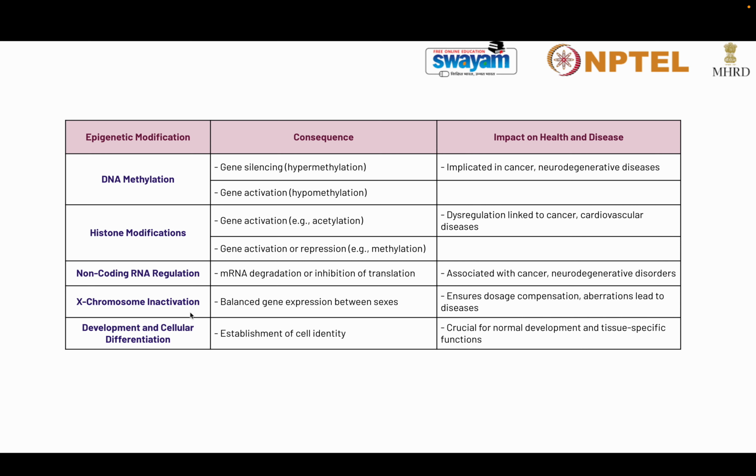Then X chromosome inactivation. This inactivation is also an epigenetic modification, and it helps to ensure dosage compensation. And if there are aberrations, then it will lead to some disease. Then development and differentiation. Development and differentiation, to establish cell identity, are also carried out with the help of epigenetic modifications, and they are very crucial for normal development and tissue-specific functions. So these are the epigenetic modifications that can be observed, and this is their consequence and their impact on health and disease.